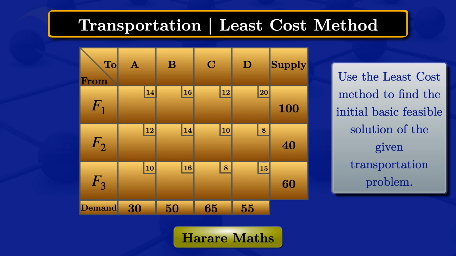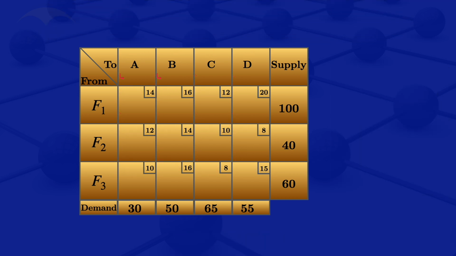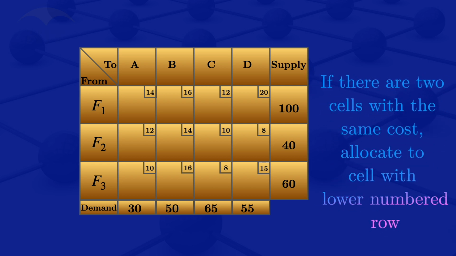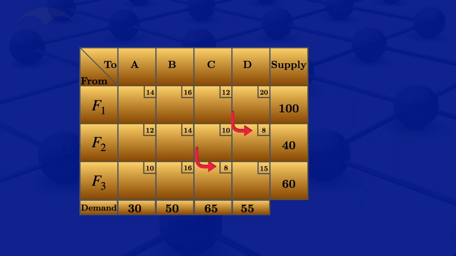In this video, I am going to find the initial basic feasible solution of the given transportation problem using the least cost method. F1, F2, and F3 are the sources, while A, B, C, and D are the destinations. These values are the unit costs. Find the cell with the least cost. If there are two cells with the same cost, allocate to the cell with the lower numbered row. In this case, we have these two 8s, so we allocate to the cell in row F2.